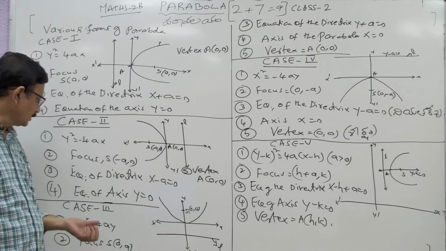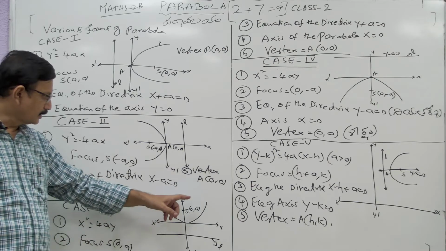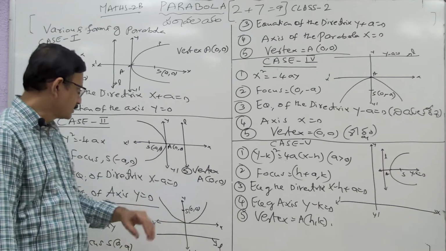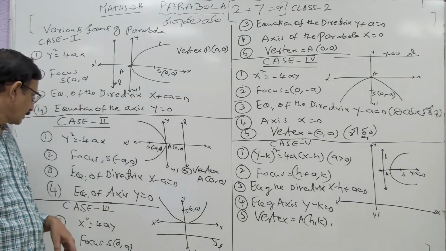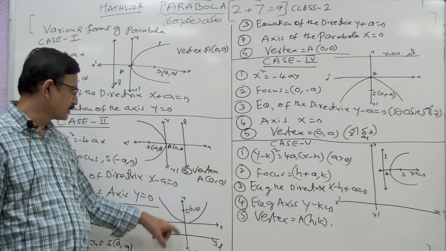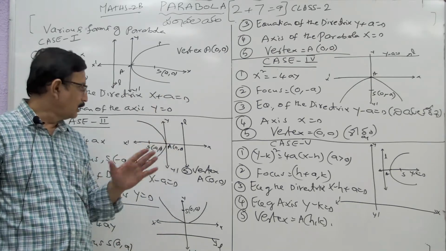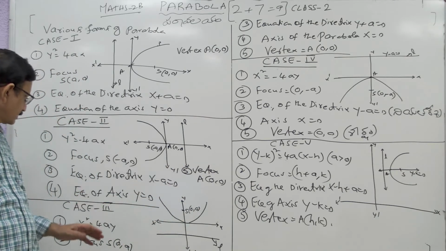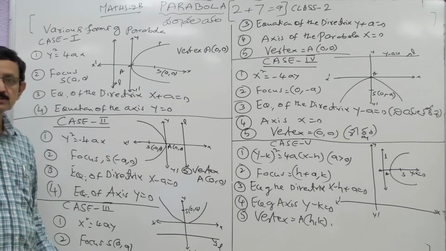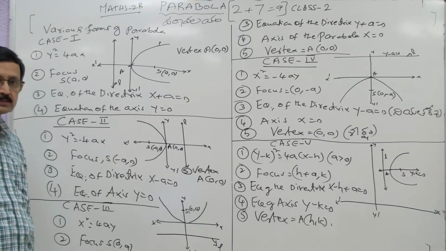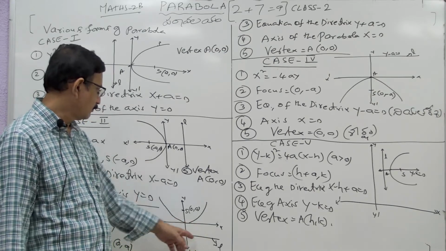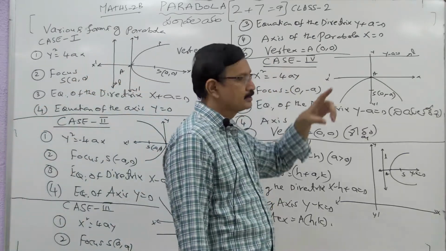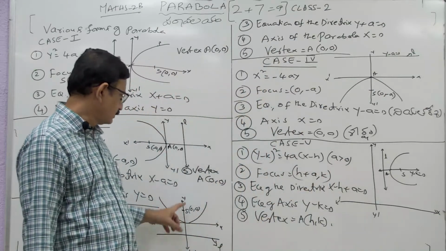Next one is case 3. In this case, the parabola is like this, that means it is symmetrical about the y-axis. Here the focus lies on the y-axis. In the first two cases, the focus lies on the x-axis, but in the third case the focus lies on the y-axis. So in this case, the equation of the parabola is x square is equal to 4ay, the coordinates of the focus are S 0 comma a, and this is the directrix. The equation of the directrix is y plus a is equal to 0, and the axis of the parabola is x is equal to 0. This is nothing but the equation of the y-axis.